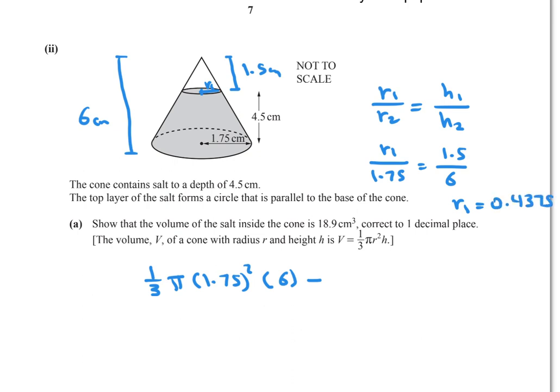0.4375. Now you can find the volume of the small cone, 1/3 by 0.4375 squared times the perpendicular height, which is 1.5. So equals 18.9 to 1 decimal place.